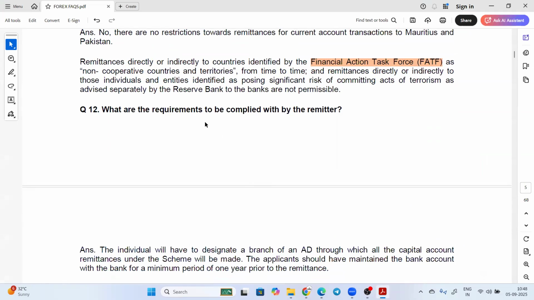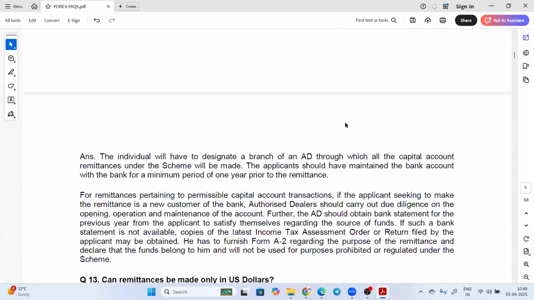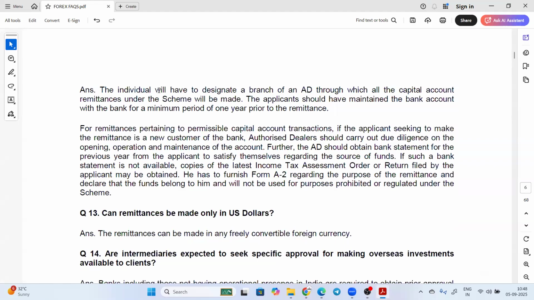So, what are the requirements to be complied with by the remitter? The individual will have to designate a branch of an AD through which all capital account transactions remittance under the scheme will be made. The applicant should have maintained the bank account with the bank for a minimum period of 1 year.